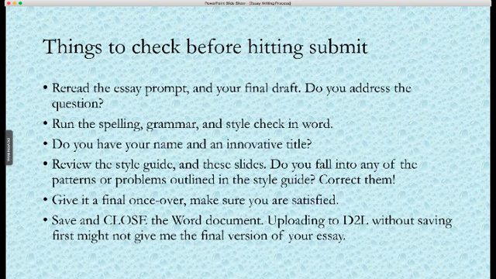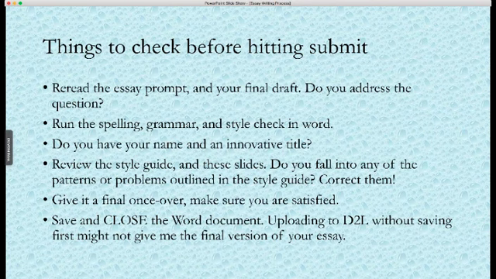Take another look at the style guide and also these slides. I'm going to post these slides in two formats. One, the YouTube video with my annoying voiceover over them, and two, just the raw PowerPoint file so you can just click through them and see my various suggestions for the various writing process steps. Take a look at the style guide as well. Do you fall into any of the patterns or problems outlined in there? Are your quotes well integrated? Do you use the first person? Stuff like that. Correct those issues.